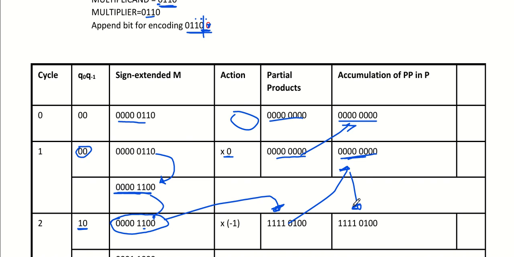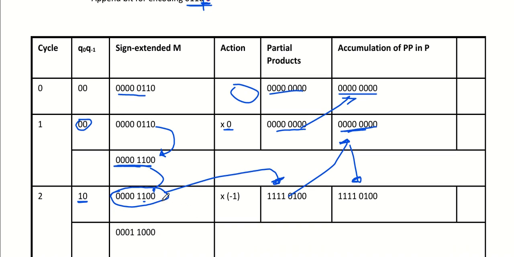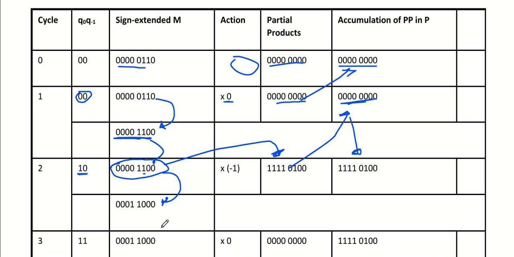Same procedure, nothing has changed. Now, the algorithm says after every cycle, shift the what? Sign extended M once. So that's what we do. We shift it left once. So when you shift this one left once, you get this. Now we go to cycle 3.